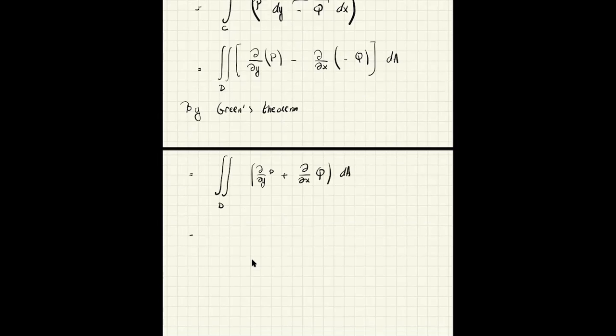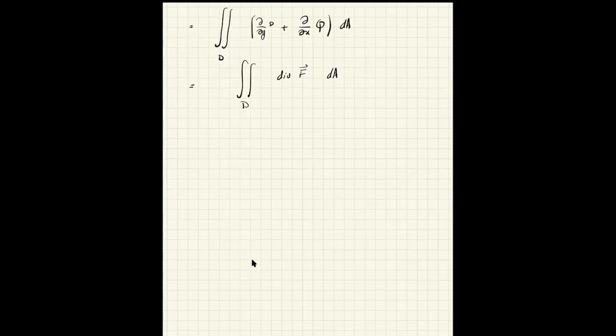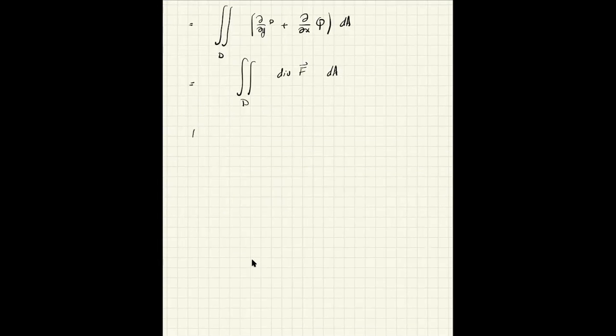Okay. Now this is just the integral over D of the divergence of the vector field f dA. Remember, what is the divergence? Because f is p i plus q j. Oh, sorry. Am I confused here?